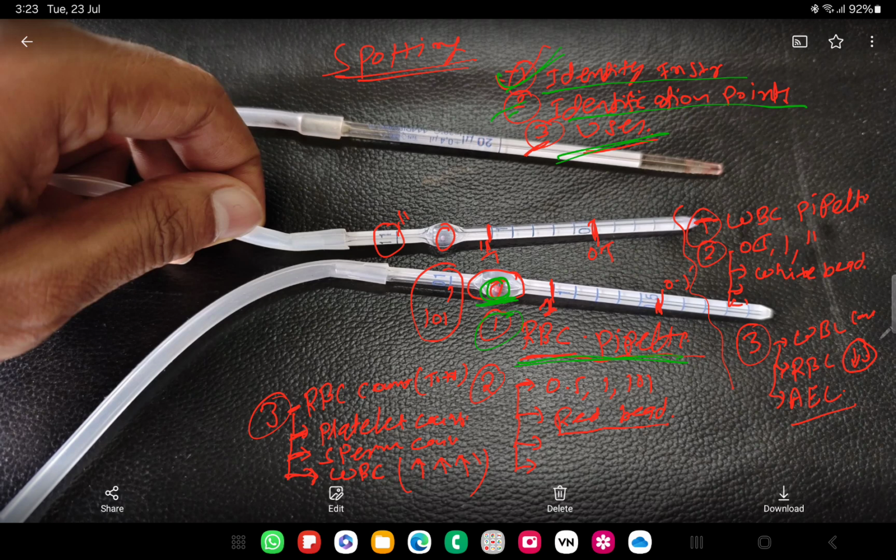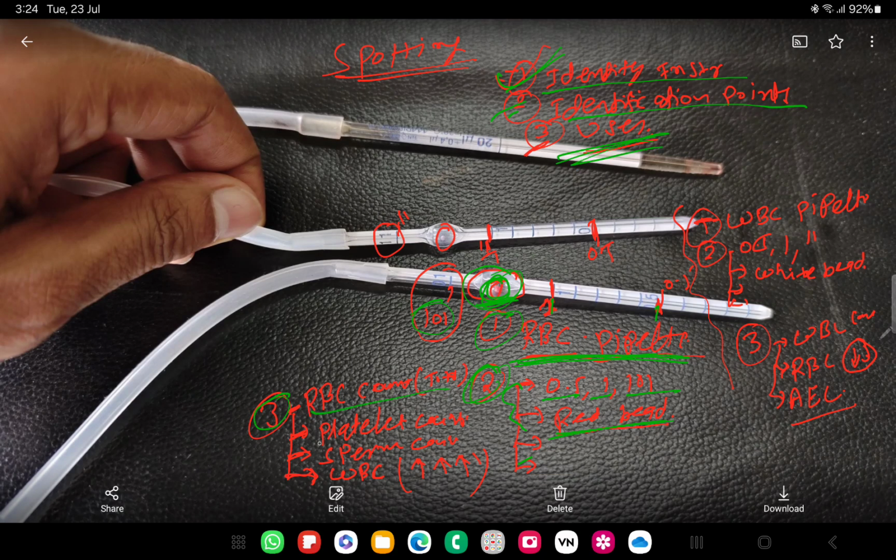Second point: the identification points here are the red bead and the 0.5, 1 and 101 marking. Then you can say this pipette is the RBC pipette. Why is this the RBC pipette? Because the marking is 0.5, 1 and 101. Then the bead is red in color. So these 2 points are enough to confirm that this is the RBC pipette. Third and fourth points you can use: the bulb size is bigger and the mouthpiece is red in color. If not, then also these 2 points are enough to confirm.